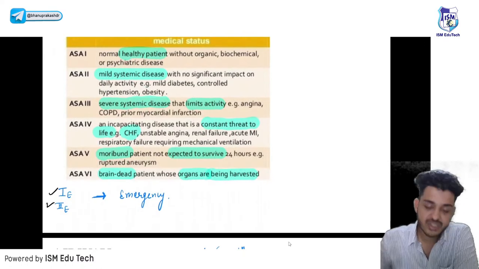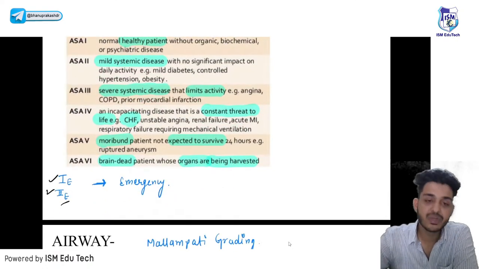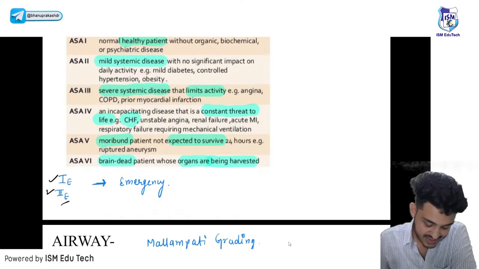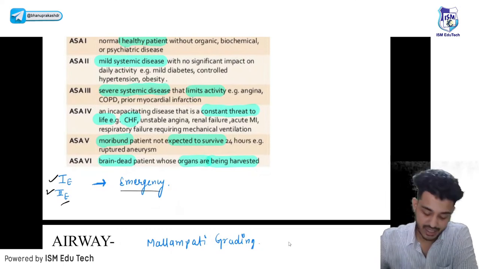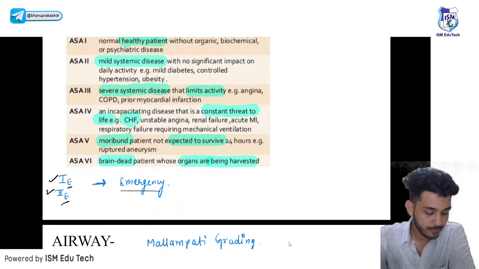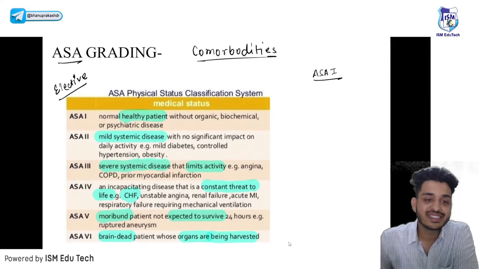One more grading system is there. These are for the elective surgeries, okay. And this one is for emergency surgeries, we have 1E, 2E, 3E, like that only, okay. E will be added, okay. So that is your ASA grading, okay.